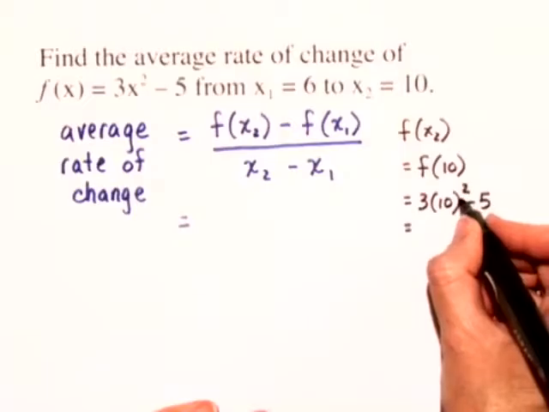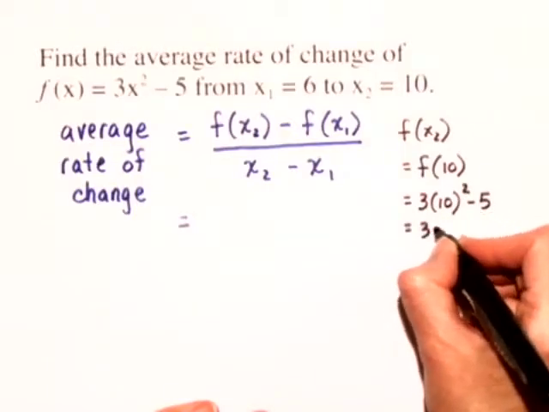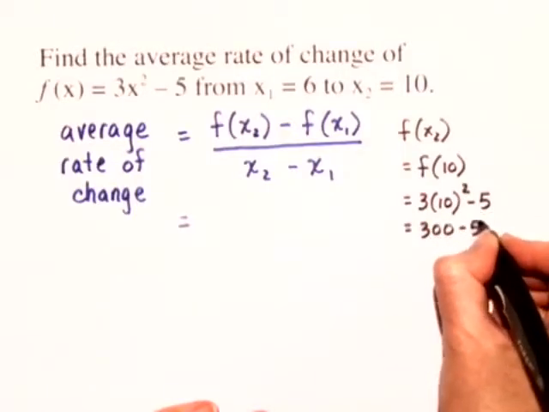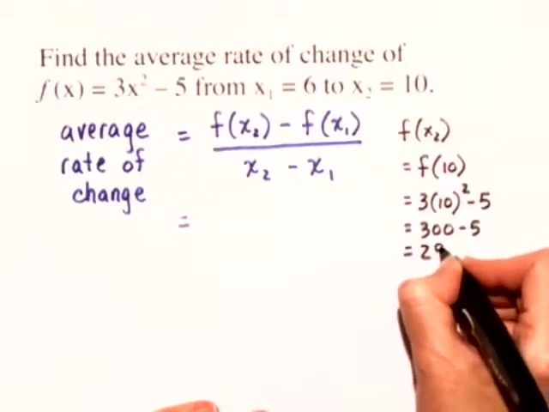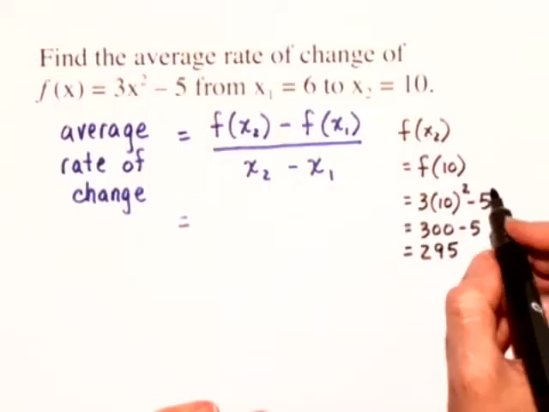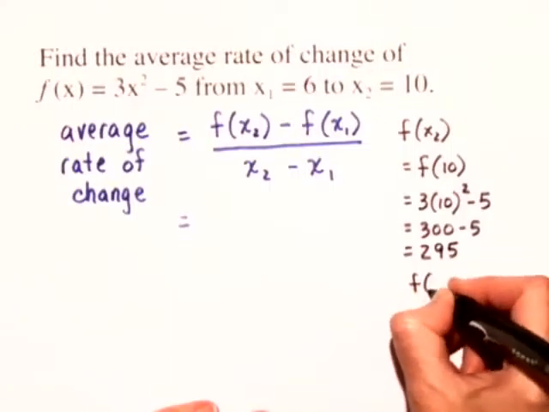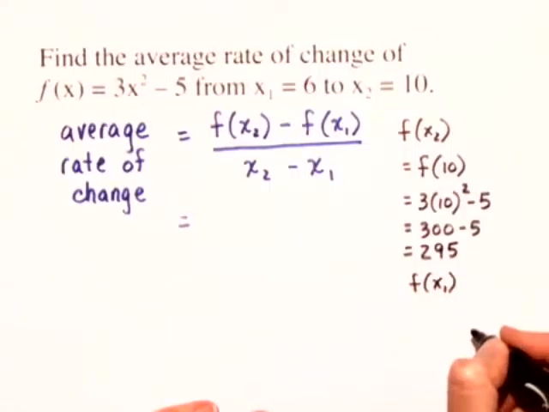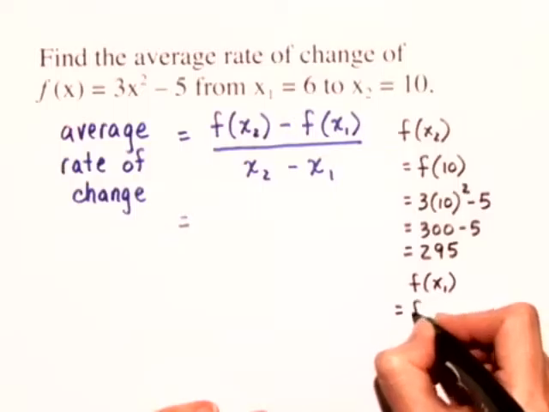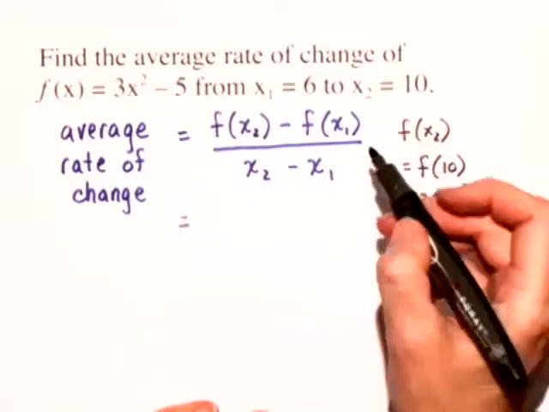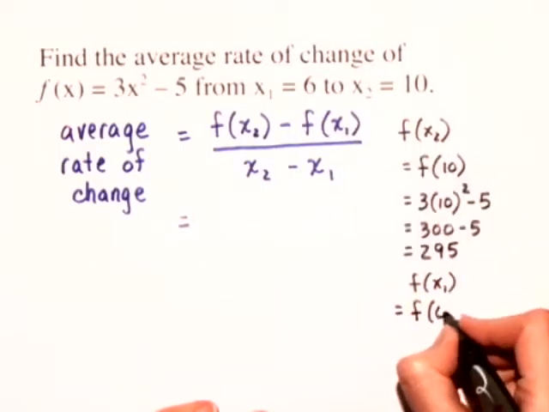Well, 10 squared is 100. 100 times 3 is 300. So 300 minus 5 gives us 295. That's f of x sub 2. Last thing we need to find is f of x sub 1. Well, that's going to be f of whatever x sub 1 is. X sub 1 is 6.